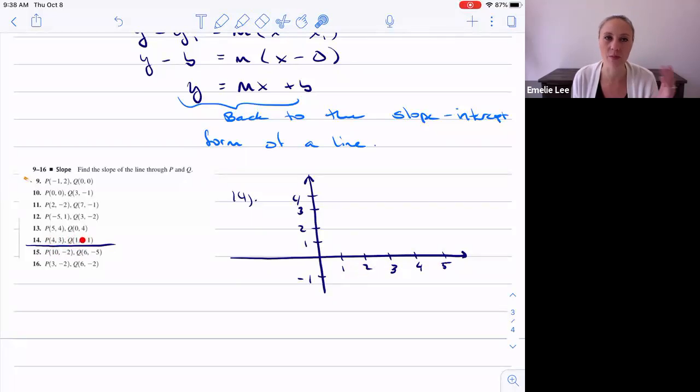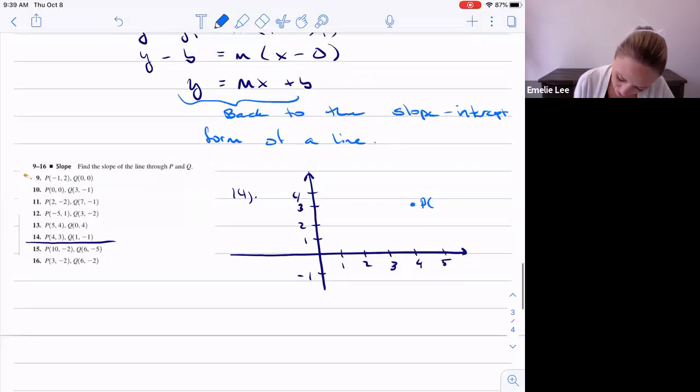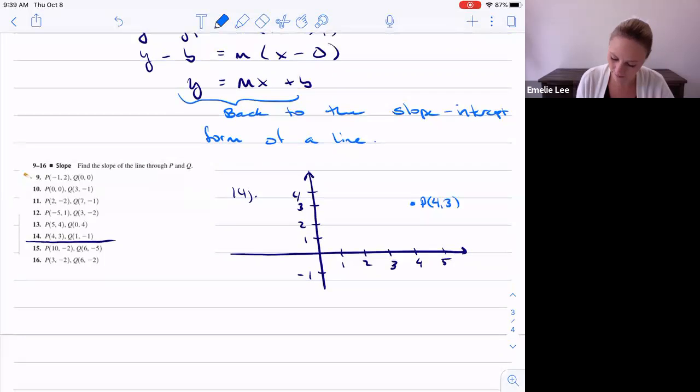But also to be able to plot these points is going to be good, and something that I assume you already know how to do. So at 4, 3, so when x is 4, 1, 2, 3, 4, y is 3, so somewhere here. 4, 3-ish. And I'll put a P out front. P is at 4, 3.